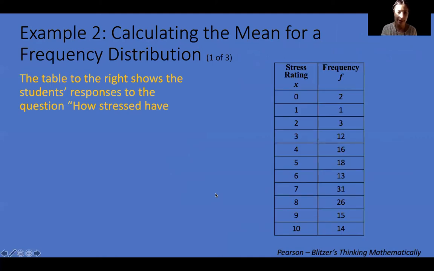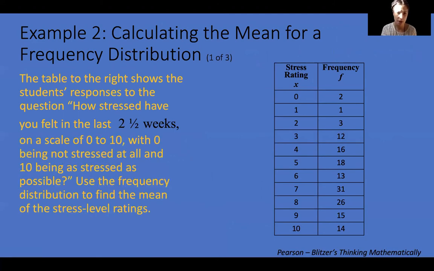Let's say that we were asking a bunch of students, how stressed have you felt in the last 2.5 weeks? On a scale of 0 to 10, with 0 being not stressed at all and 10 being as stressed as possible. Use the frequency distribution to find the mean of the stress level ratings. So here you have a stress level of 0, and here you have a stress level of 10, and everything in between. According to this chart, 2 students said that they were not stressed at all. That's a 0. And 14 students said that they were very, very stressed. That's a 10. And then you have all of the frequencies in between.